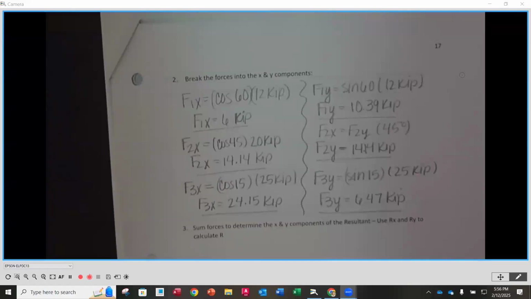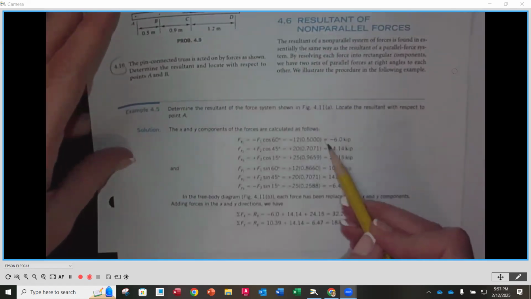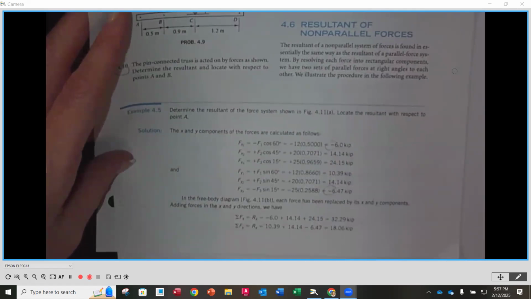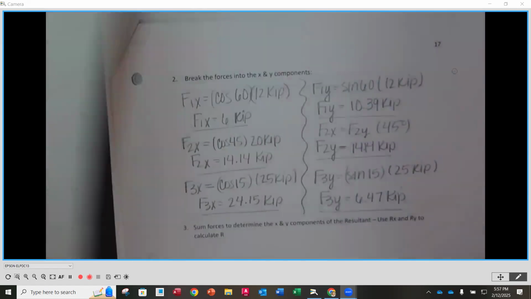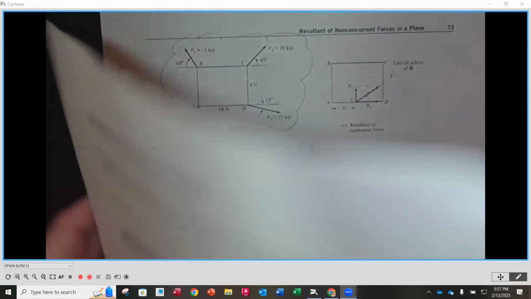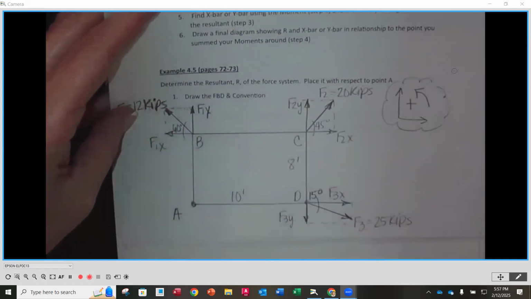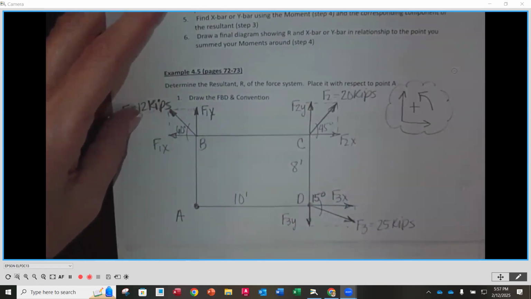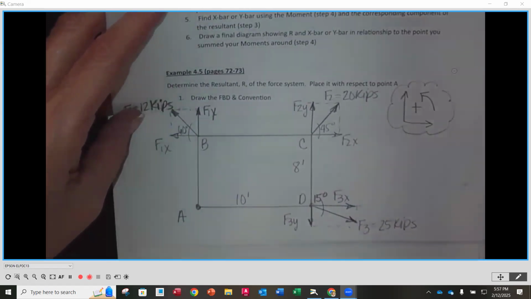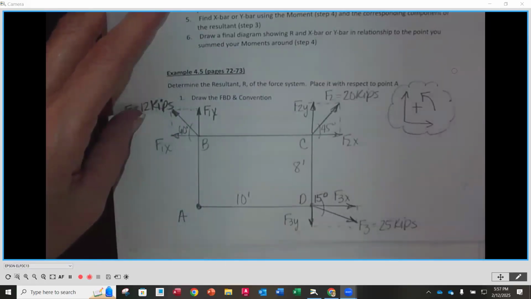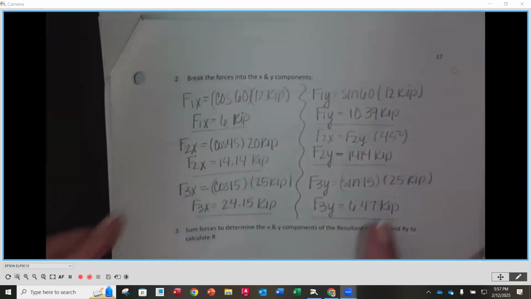Excellent. Now you will notice if we look in the book, what they did is they added the negative signs to a couple of these. I encourage you not to do that, and I've told you that before. The reason is we are going to use their directions to determine their pluses and minuses when we sum our forces in the appropriate direction. So when we sum our forces in the X to get the resultant X component, or in the Y to get the resultant Y component, then we'll assign that positive or negative at that time. So just absolute values for the ones that you see here.